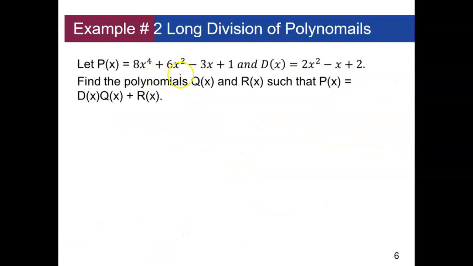Okay, here's another one to set up. If I set this up, I'm going to put my divisor out here. So I'm going to have 2x squared minus x plus 2. And then my polynomial will go under here. I don't have an x to the third term, so I'm going to put a 0.